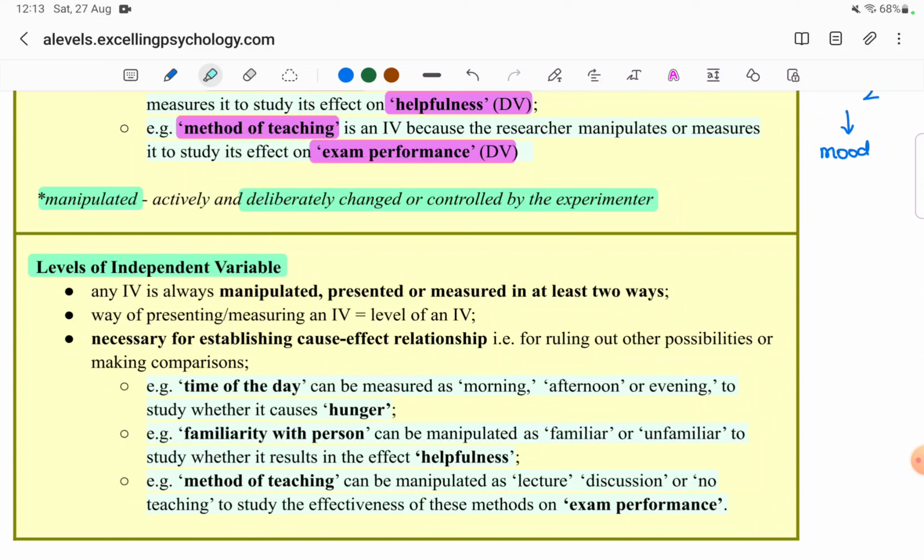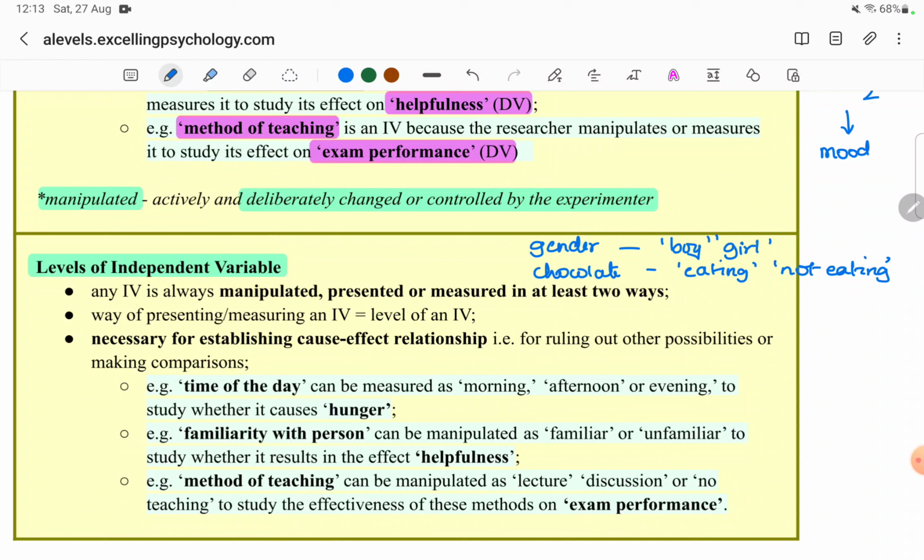Okay, we've just seen that there are different ways of either manipulating or measuring an independent variable. Like we just took the example of gender. Gender could be measured as either boy or girl. We took the example of chocolate. Chocolate could be manipulated as either eating chocolate or not eating chocolate. Right, and we've seen many examples previously also.